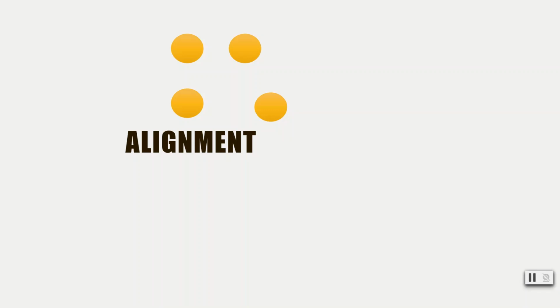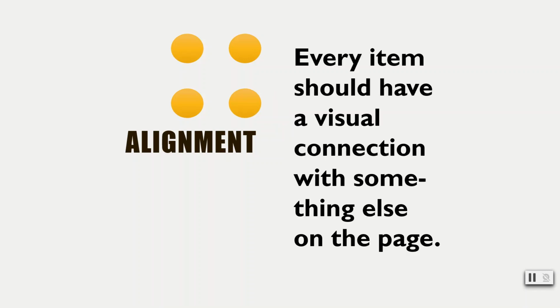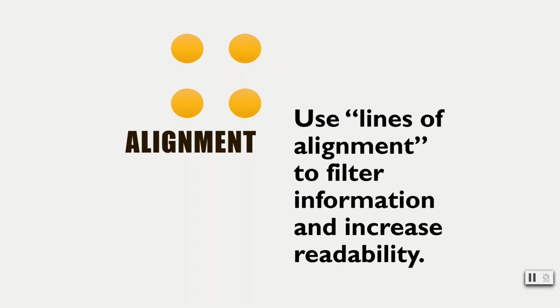Now Bruce is also going to try out the principle of alignment, which says that every item on the page should have a visual connection with something else on the page. This principle of alignment also says that Bruce should use lines of alignment to filter information and increase readability.